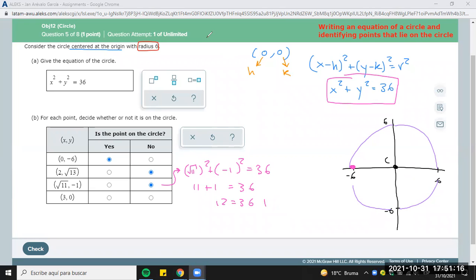We have demonstrated that analytically. That is why this is interesting, because we are working with figures analytically, analytical geometry. Now 3, 0, you can tell this is not going to be in the circle because 9 is not the same as 36. So this is not in the circle either.